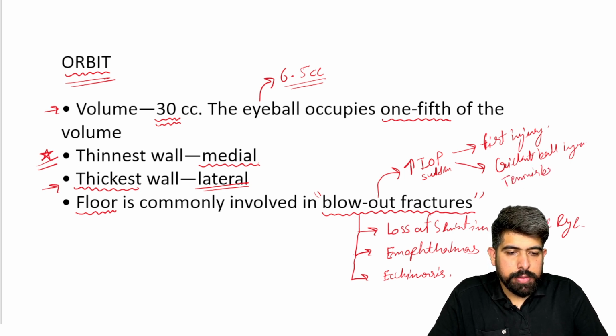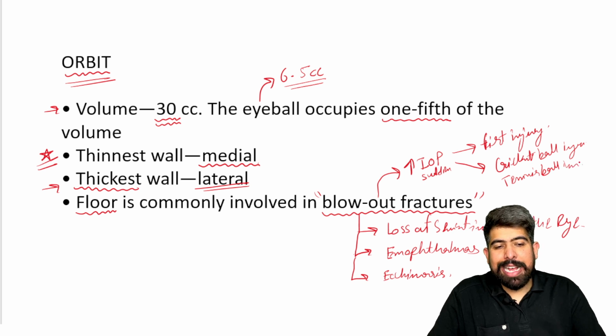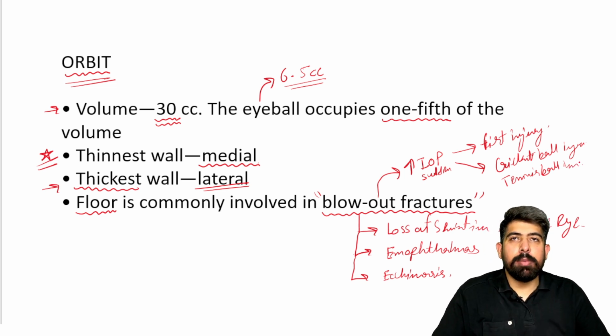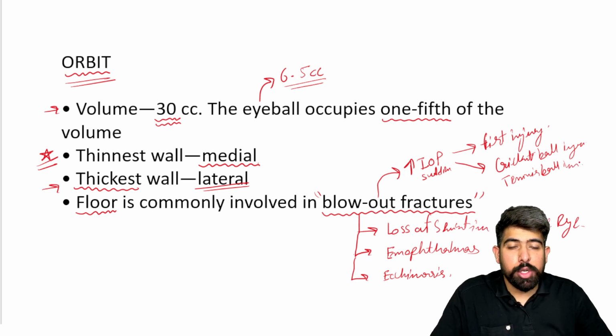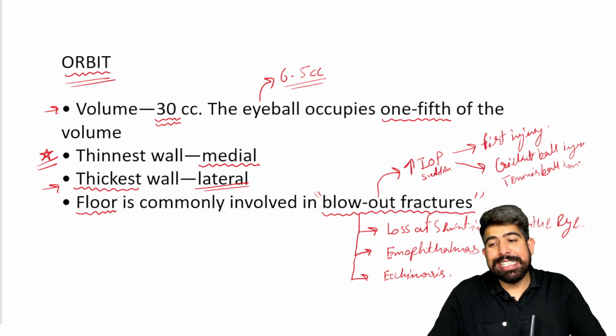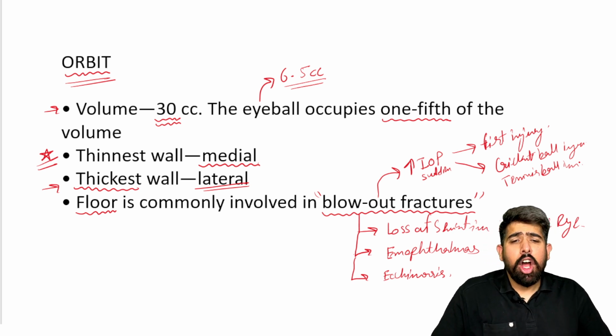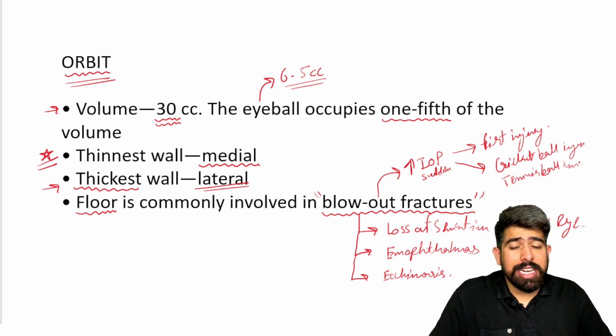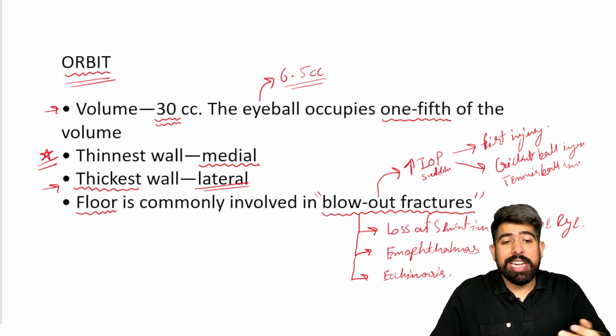Okay, so what is happening? Fist injury, tennis ball injury, cricket ball injury: these directly cause a blunt injury on the eyeball and on the orbit. So due to this injury on the orbit, what is happening? A sudden increase in intraorbital pressure. So intraorbital, not intraocular, guys. I'm talking about the intraorbital.